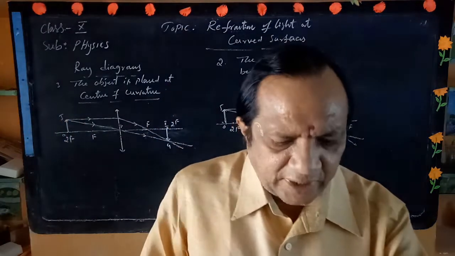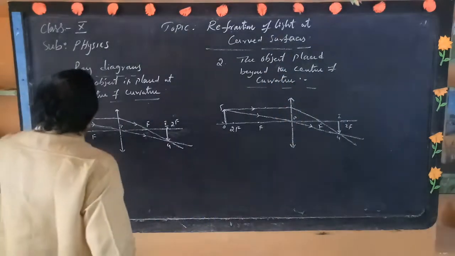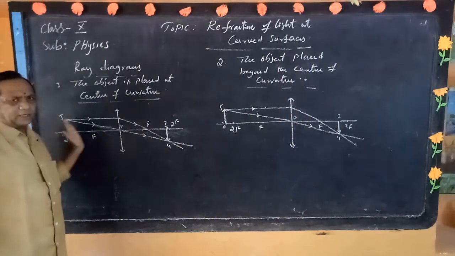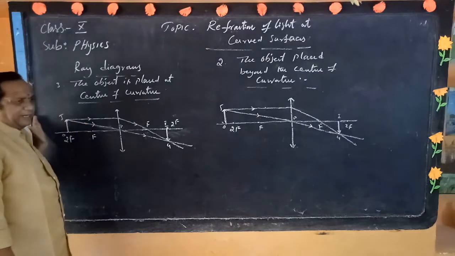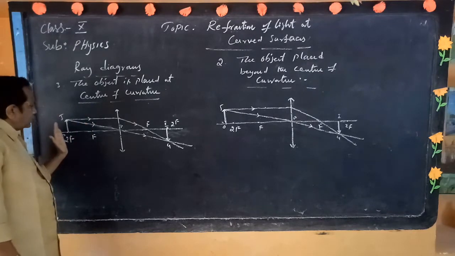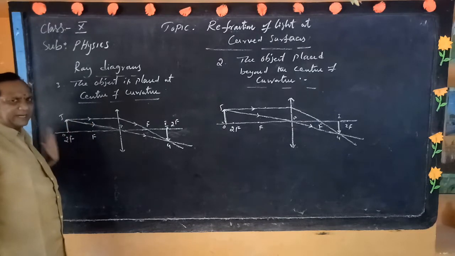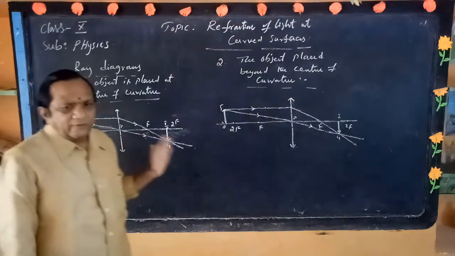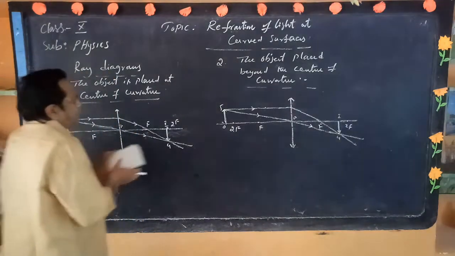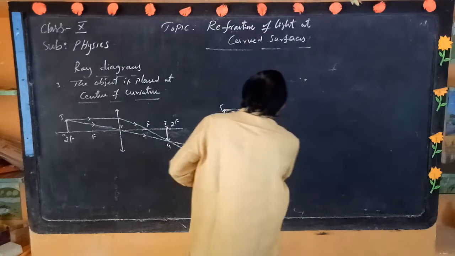Next, the object is placed between the center of curvature and focus, coming towards the lens. We have to understand: first it will be at infinity, next beyond 2F, now at 2F. Now the object is placed between focus and center of curvature. We have to observe where the image will be formed. Now the fourth condition.